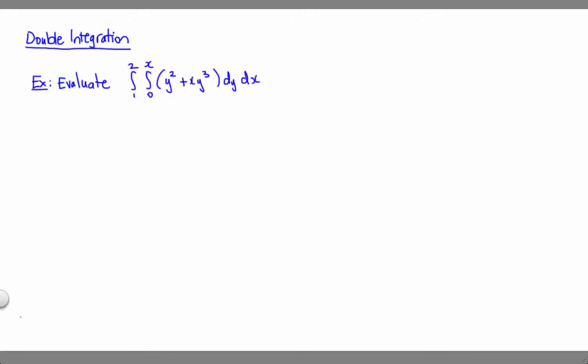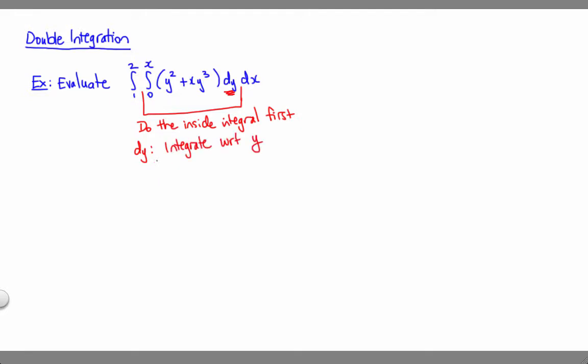Here's our example. We would like to evaluate the following double integral. The way double integration works is we start with the inside integral. If we look at that inside integral, notice that there's a dy in that integral. So dy is telling us that we're going to integrate with respect to y. As we integrate with respect to y, we're going to treat x as a constant.